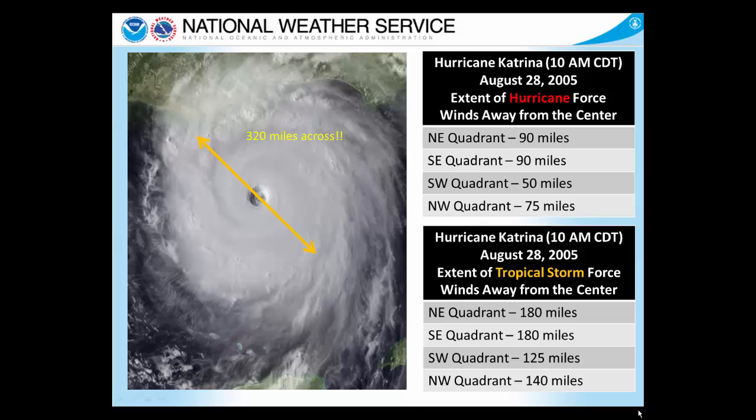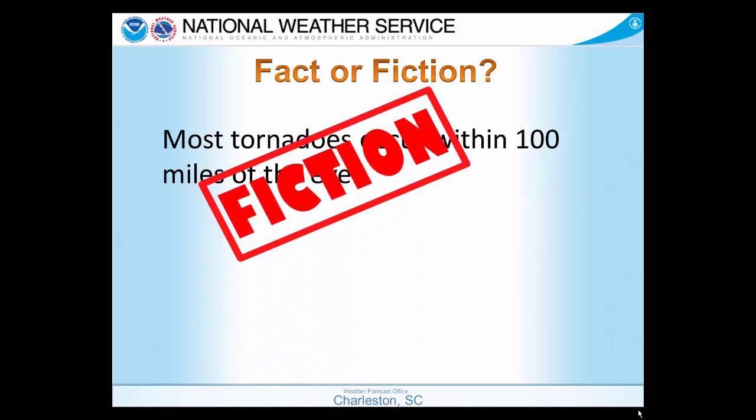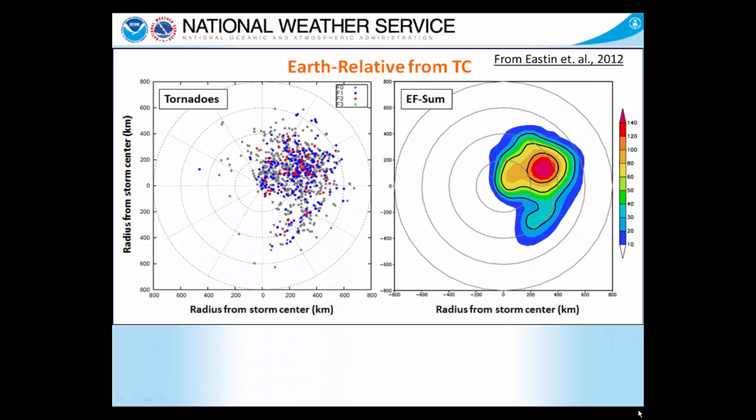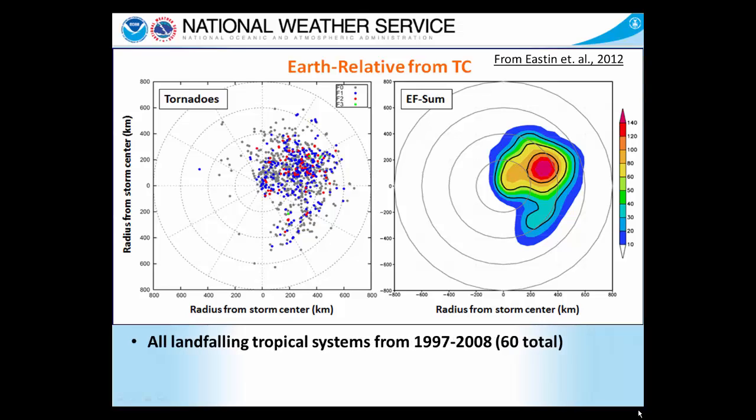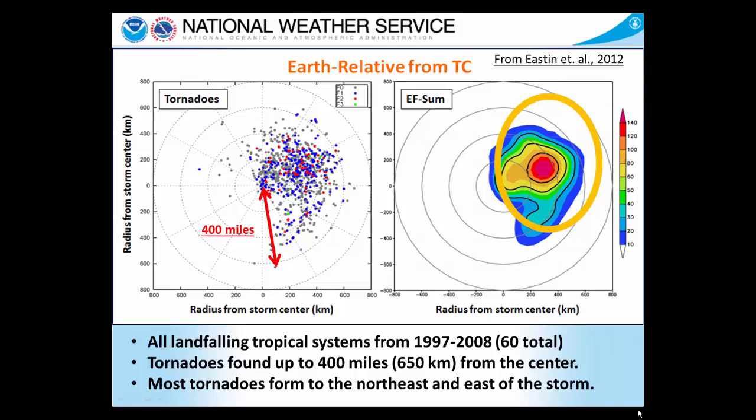Let's turn our attention to tornadoes. Fact or fiction? Most tornadoes occur within 100 miles of the eye. That is fiction. In fact, a large number of tornadoes occur well away from the eye. Here's a graphic that's taken from Edwards et al. 2012. This looks at all landfalling tropical systems from 1997 to 2008. He found tornadoes up to 400 miles away from the center. Notice also that most of the tornadoes form to the northeast and east of the storm.